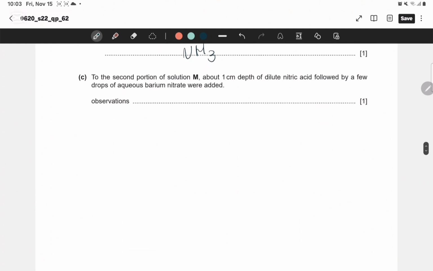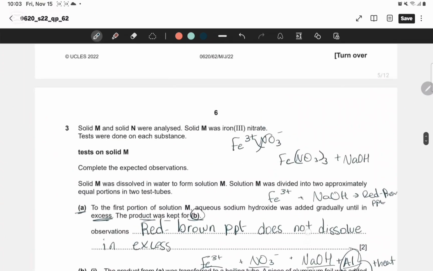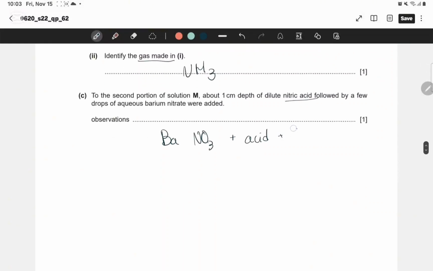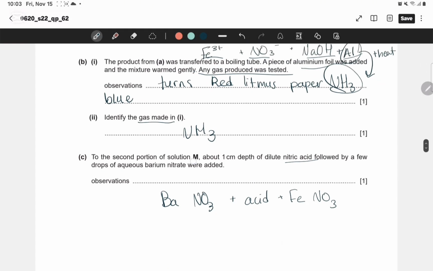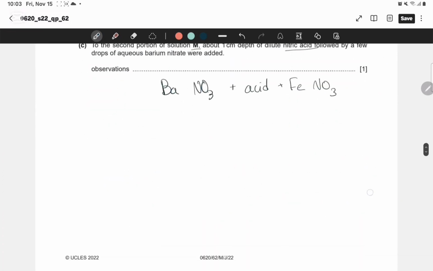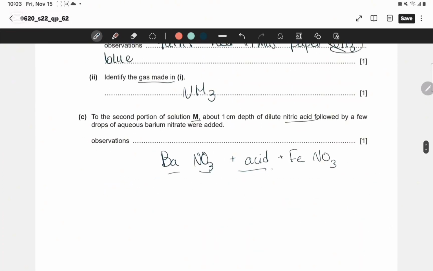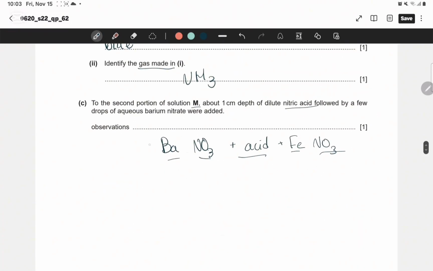And then identify the gas made: NH3. To the second portion of solution M, about 1 centimeter depth of dilute nitric acid followed by a few drops of aqueous barium nitrate, so Ba(NO3)2, were added. So Ba(NO3)2 and acid and Fe(NO3)3, because they said solution M here, Fe(NO3)3. Do any of these react with an acid? No. So no change.